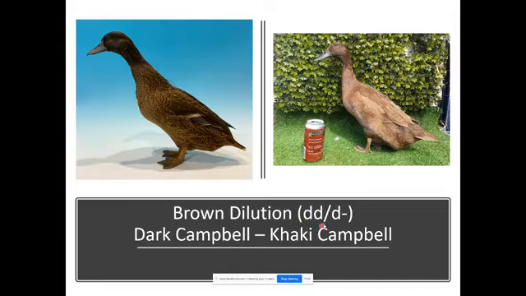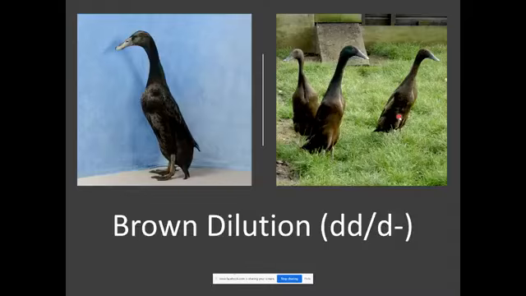So what this means, and I did a whole presentation on sex linkage in poultry breeding a couple of weeks ago, is that the female can only have one copy of this gene and the male can have two. So you can have instances where you will get some segregation in the progeny, or you could use it for a sex-linked cross. The brown dilution is important in a number of breeds, but it explains the difference between a dark Campbell and a khaki Campbell.